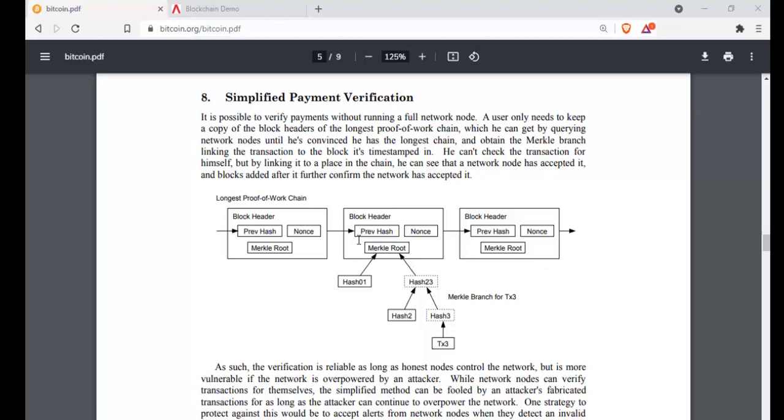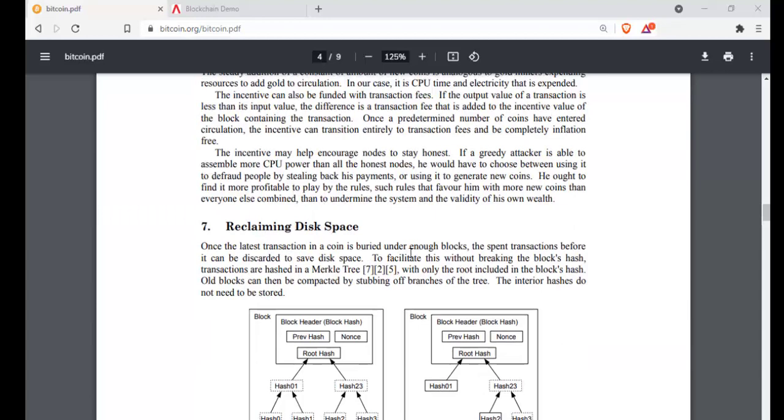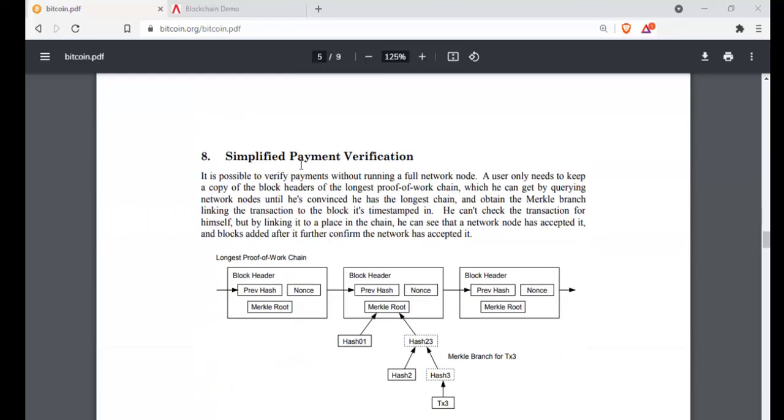Now this part of the Bitcoin white paper explains how transactions are done in the form of a Merkle branch, which is what I explained here, which helps in saving disk space. So transactions don't have to carry their own ledgers. Every transaction must not have its own ledger like that. It just has to be a fraction of it, and the transaction would still be done.